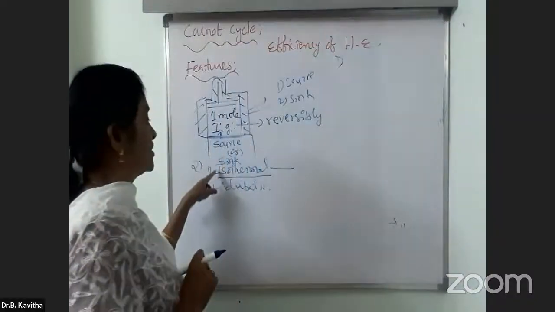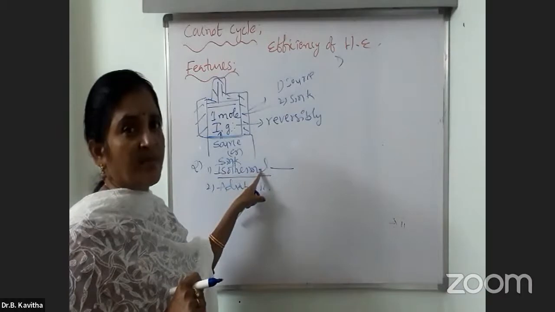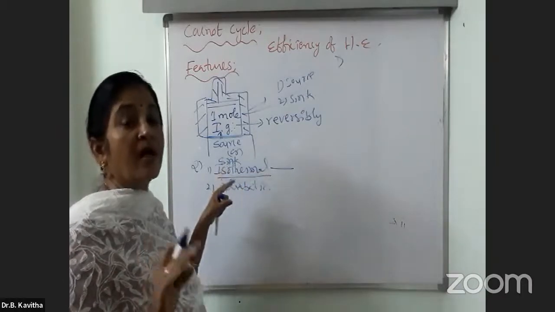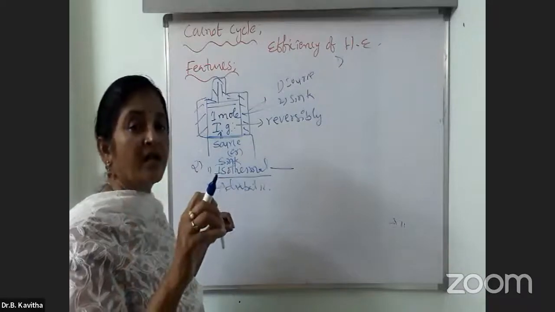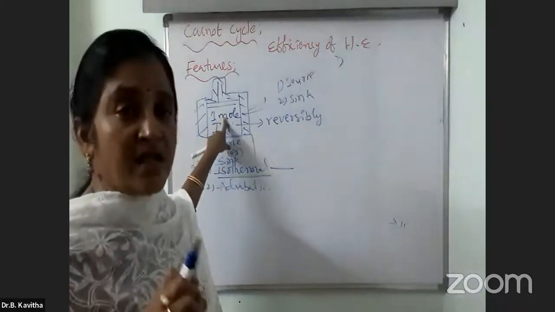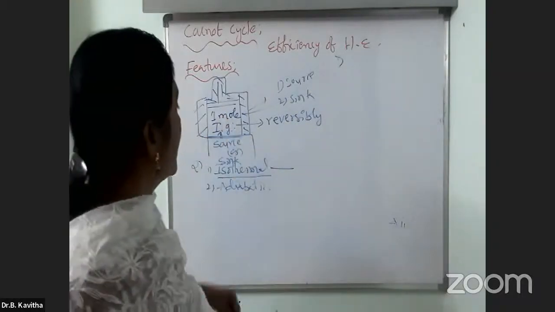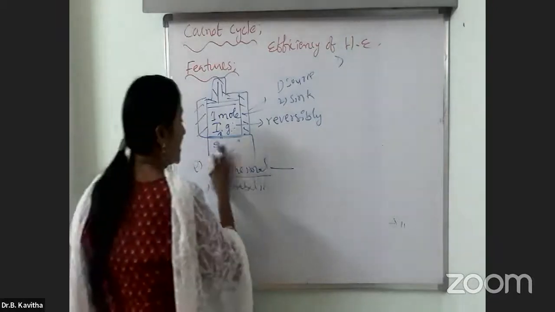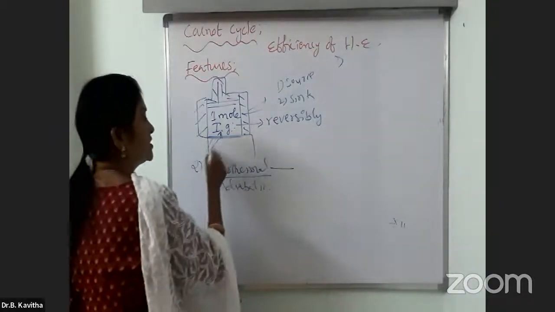Therefore, if the temperature is kept constant, that process is called an isothermal operation. So remember, for an isothermal operation, I have to keep the cylinder placed in the source or in the sink. And for the adiabatic operation, the system must be completely insulated.